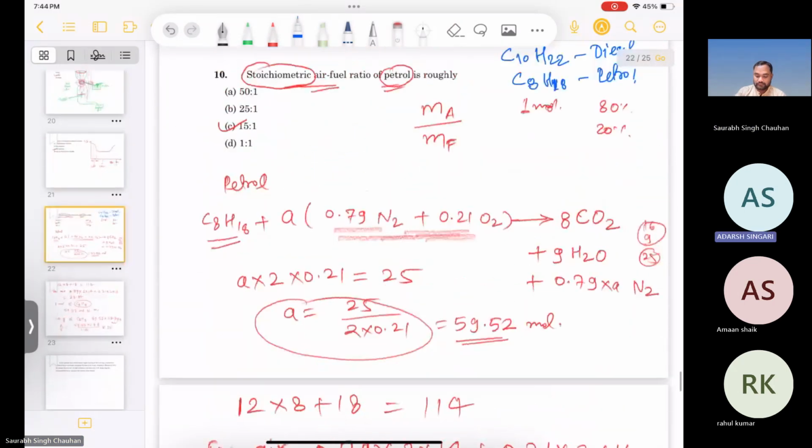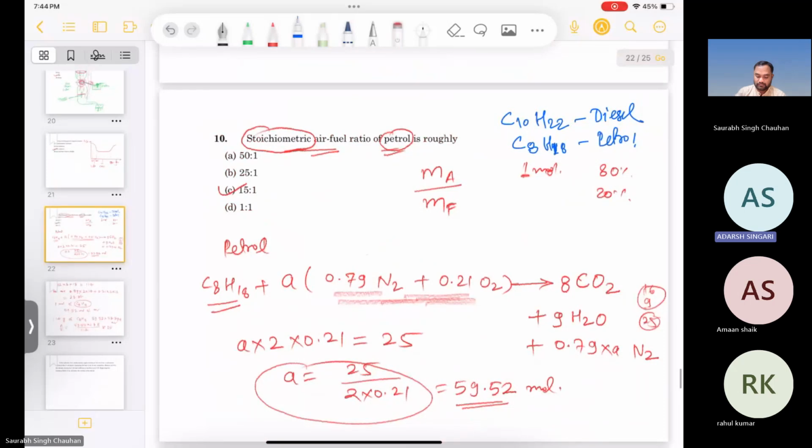In the last option, 1:1, that is for which the mass flow rate of air is equal to the mass flow rate of fuel. In which case is it possible?